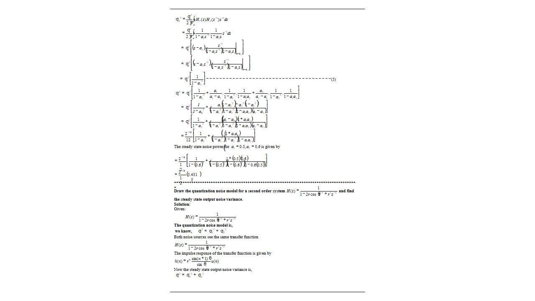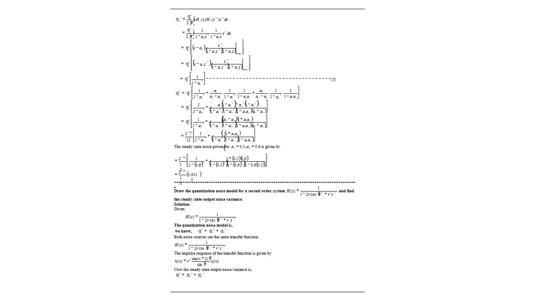Next, draw the quantization noise model for the second order system, that is H(z) = 1 / (1 - 2 r cos theta z^-1 + r squared z^-2), and find the steady state output noise variance. Here H(z) is given. Then the quantization noise model is, we know that sigma naught squared = sigma naught 1 squared plus sigma naught 2 squared. Both the noise sources see the same transfer function.